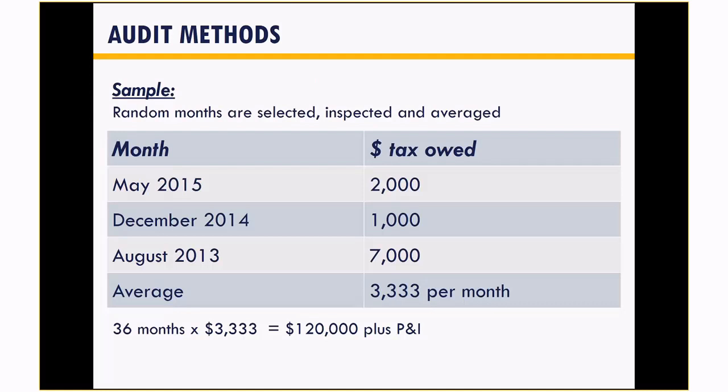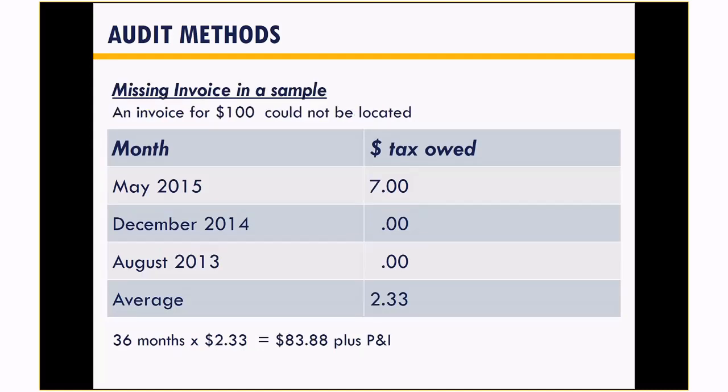Well, we averaged a failure of $3,300 a month. They'll multiply that by 36 months, and that magically becomes $120,000 in sales and use tax payable to the state, plus penalty and interest. I believe your interest rate in South Dakota is something like 18% annual, or 1.5% per month.